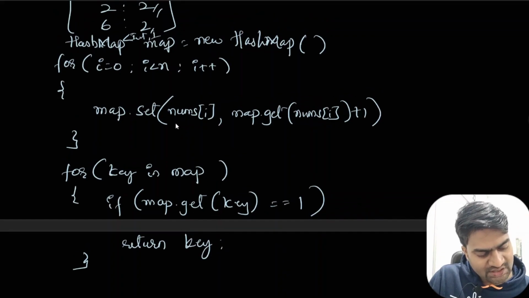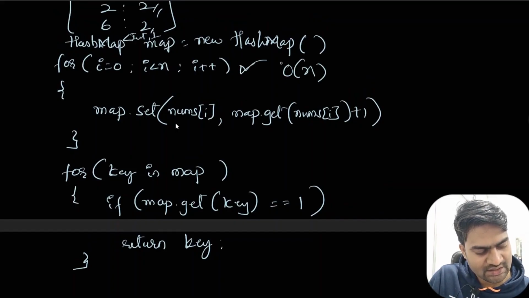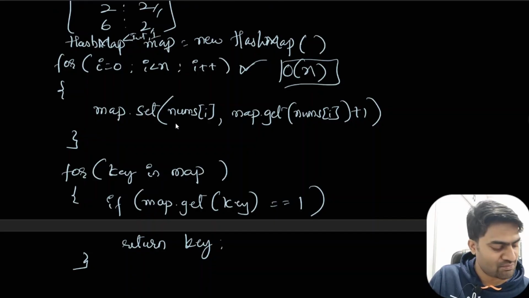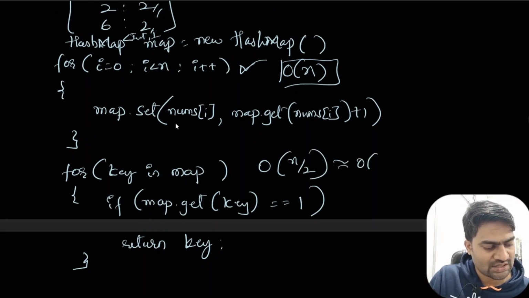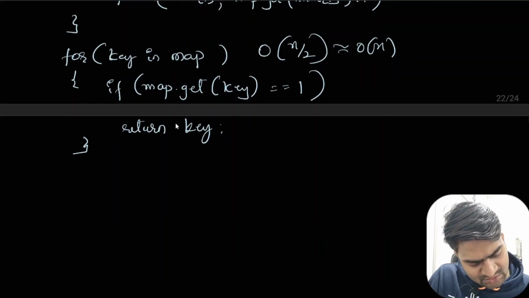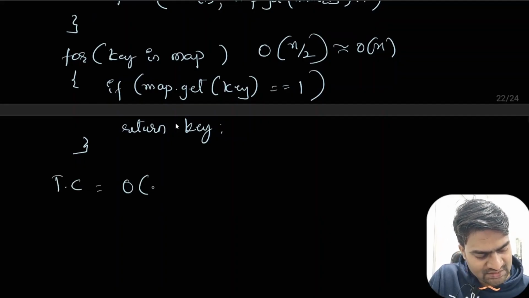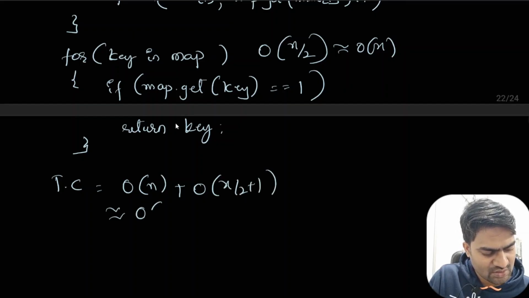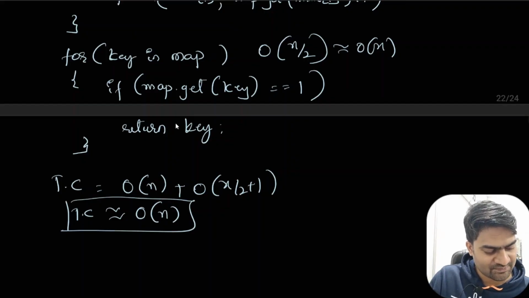So here we used a for loop, which is of order n. Then we used a map. Since each number appears twice and only one number appears once, it hardly takes order of n by 2, which is close to order n. So the total time complexity for this solution is order n plus order n by 2 plus 1, which is close to order of n. Time complexity for this solution is order n.